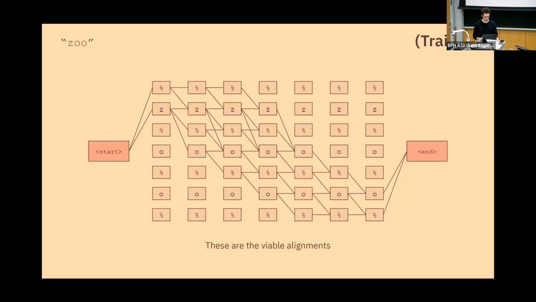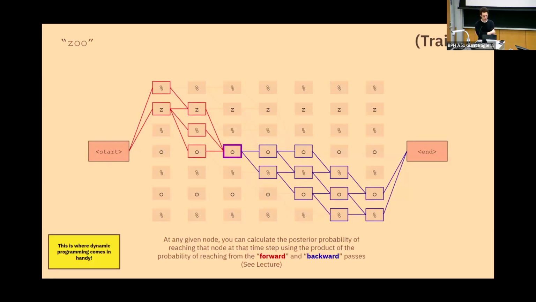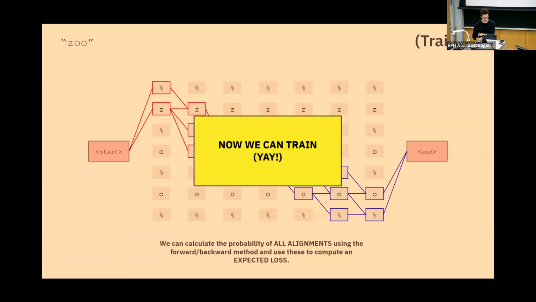So these are all the possible alignments. What we actually want to do is calculate the posterior probability of reaching a given node through all the possible paths that might go through it. I think the professor went over this in depth in class, but this is where we use the forward-backward algorithm. These posterior probabilities are what will allow us to calculate the expected divergence across all these possible alignments. And the good news, the punchline, is that now we can train.